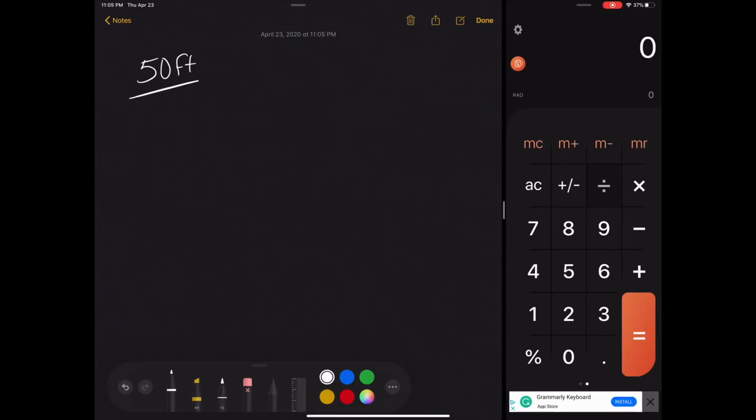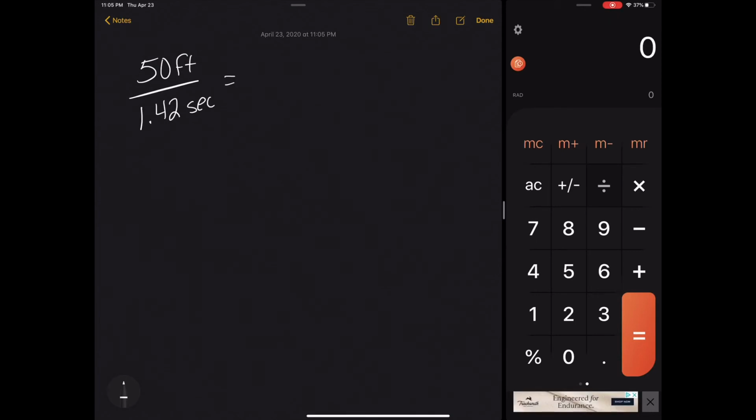So the vehicle is traveling 50 feet per 1 and 4200ths seconds. Now I'm going to convert that to feet per second by doing some simple division. So we take 50 divided by 1 and 4200ths, and we get 35 feet per second.